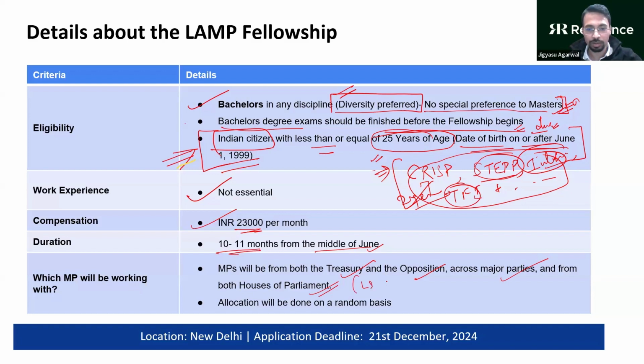It is not just Lok Sabha, but also Rajya Sabha. And the allocation will be done on a random basis, so you will not be asked for any preference on all of that. Location will be in New Delhi, so it will not involve a lot of traveling.